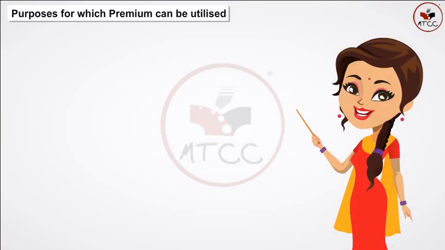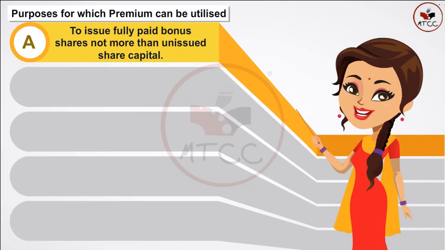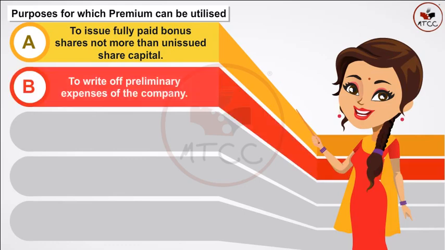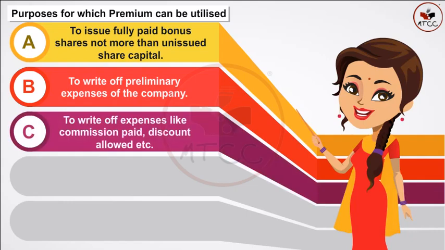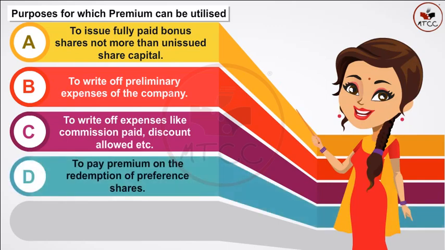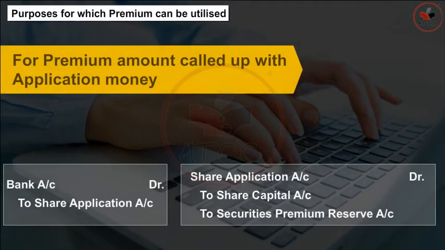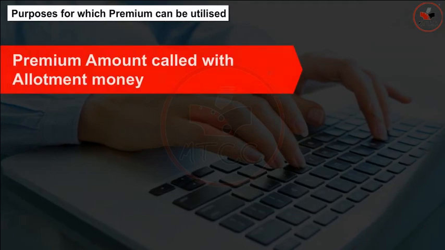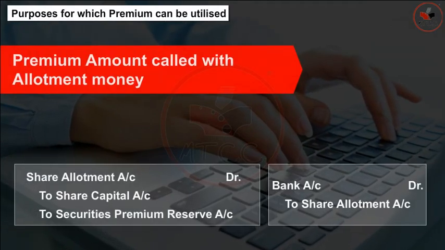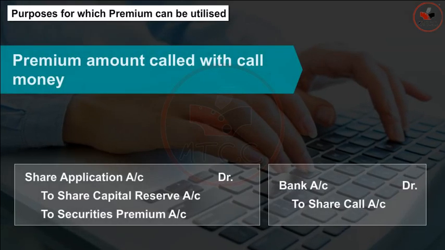Purpose for which premium can be utilized. A. To issue fully paid bonus shares, not more than unissued share capital. B. To write off preliminary expenses of the company. C. To write off expenses like commission paid, discount allowed, etc. D. To pay premium on the redemption of preference shares. E. To purchase own shares. Entries for premium amount called up with application money, premium amount called with allotment money, and premium amount called with call money.